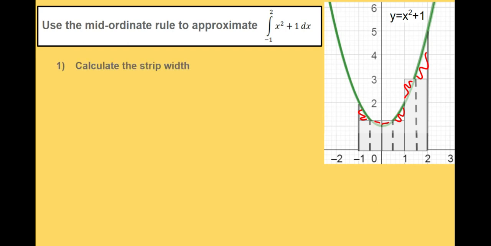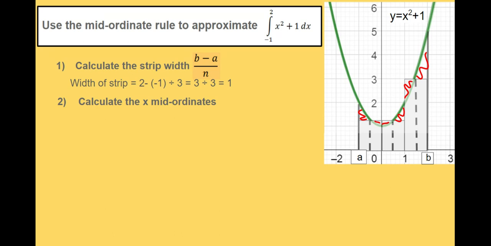The first step is to calculate the strip width. Now, you can look at the diagram and you can see the width of the strips, they're just one. Alternatively, we can use this formula to calculate the strip width. So a is the lower limit and b is the upper limit. And we can find the difference between them and divide by the number of strips we want. So we've got the calculation. As we know, the total width is 3. We want 3 strips, so 3 divided by 3, and the strip width is 1.